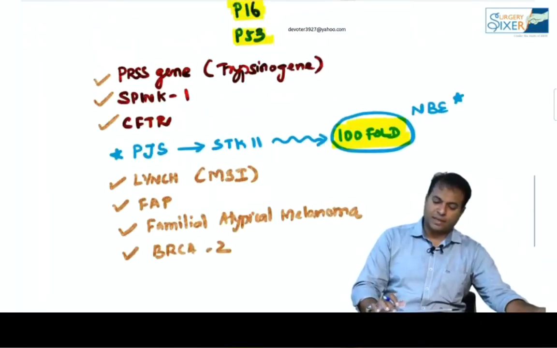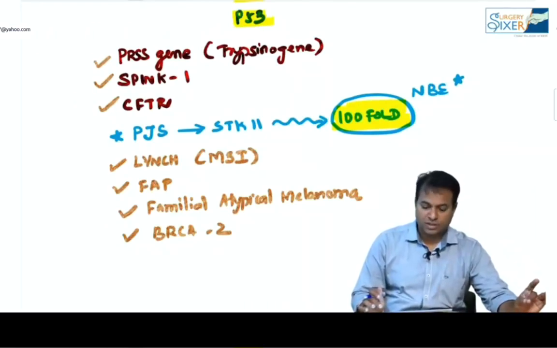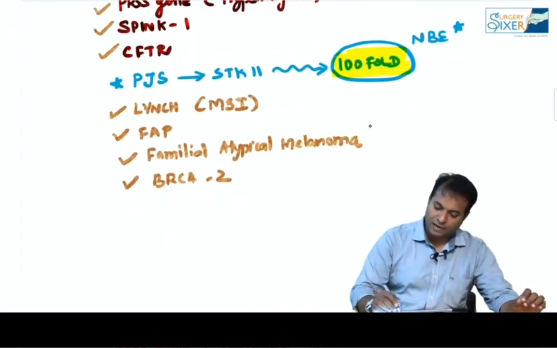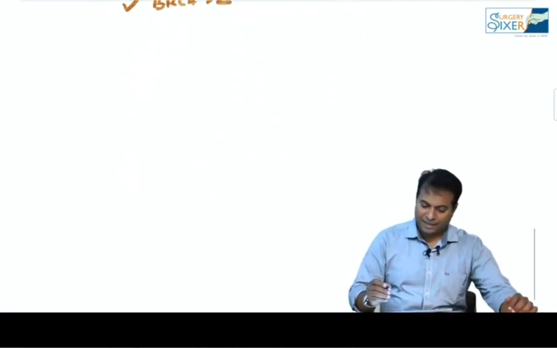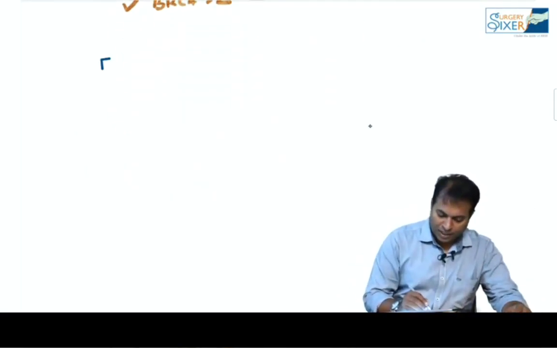Okay. So please don't forget the syndromes associated: PRSS gene mutation, SPINK1, cystic fibrosis transmembrane receptor. Peutz-Jeghers syndrome is the one which is causing 100-fold risk. All these syndromes you should not forget. These are the various syndromes associated with pancreatic cancer. Now let us discuss the important clinical features.